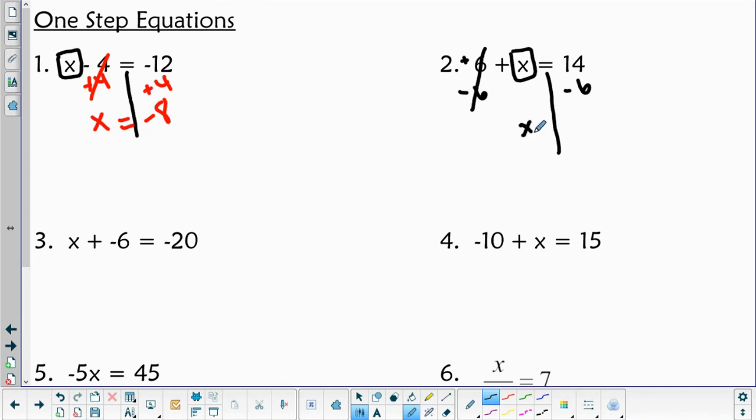Okay, so x is by itself, and then 14 minus 6. So that would be 8. Okay, and again, you can double check. If you plug 8 in for x, 6 plus 8 is 14.